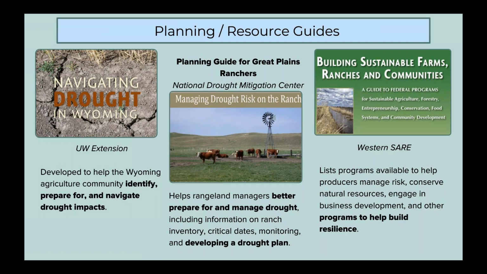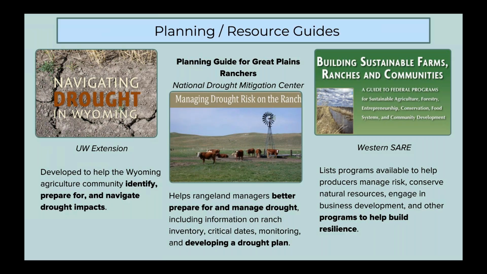The second is the planning guide for the Great Plains ranchers from the National Drought Mitigation Center. This guide helps rangeland managers prepare for and manage drought, and it includes information on things like a ranch inventory, critical dates, how you can go about monitoring, and then it actually walks rangeland managers through developing a drought plan that is specific for their operation, which can be really helpful so that you have these plans in place before drought starts happening and don't have to make all these decisions on the fly.